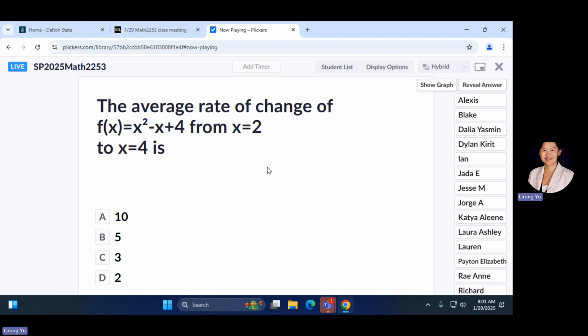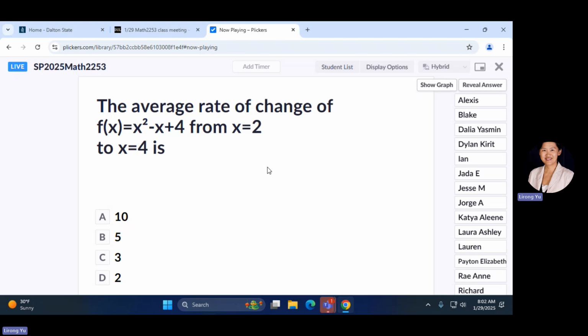This is a practice that we did in section 1. We calculated from 2 to 3. So we calculated f of 2, f of 3, and we did f of 3 minus f of 2 divided by 3 minus 2. That was the first example in section 1. So it can be considered as another review of the idea of average rate of change.